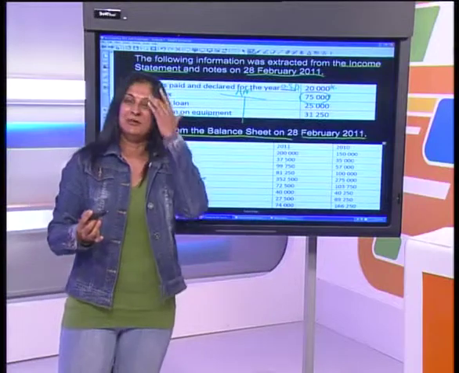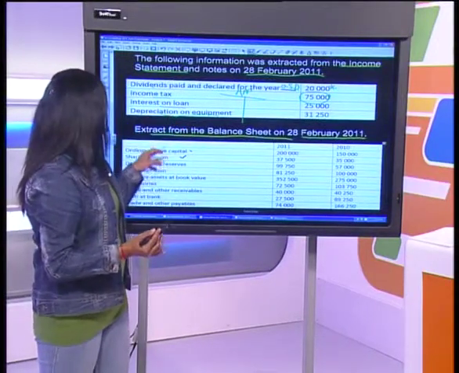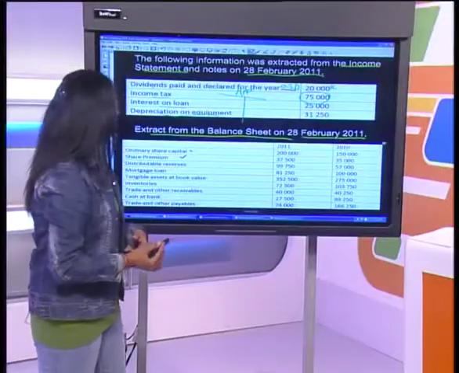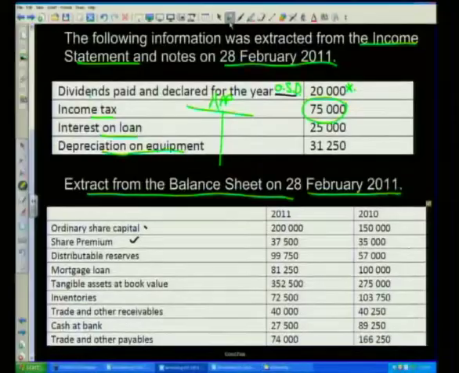Okay, so similarly, people, instead of calling it retained income, in this question, they're calling it distributable reserves. Okay, you all with me? So that's the amount that I'm looking for. So let's just get that pen out again. 2010, my profit was 75,000. Sorry, not 75, but 35,000. And then 2011, 37,500. So let's take these amounts through.